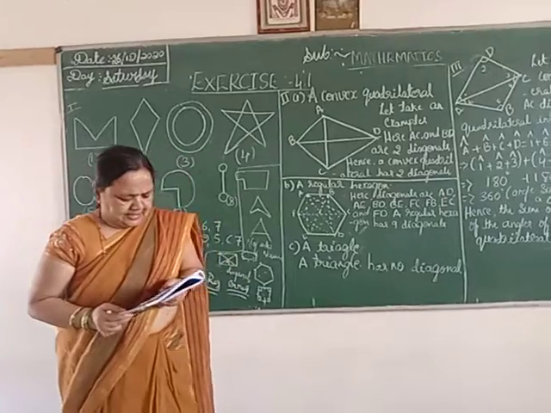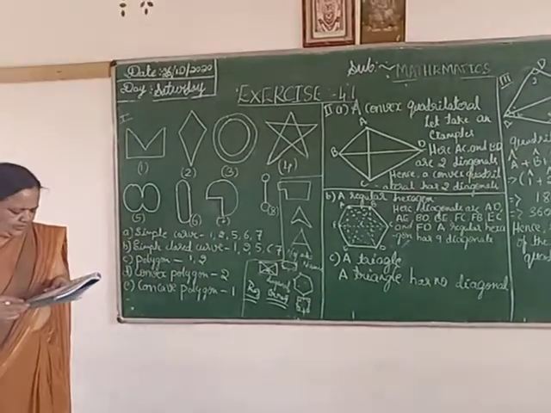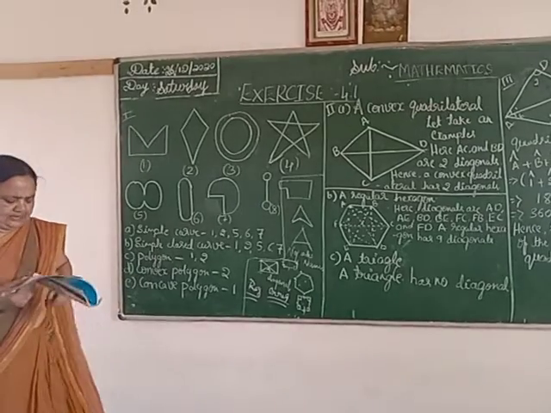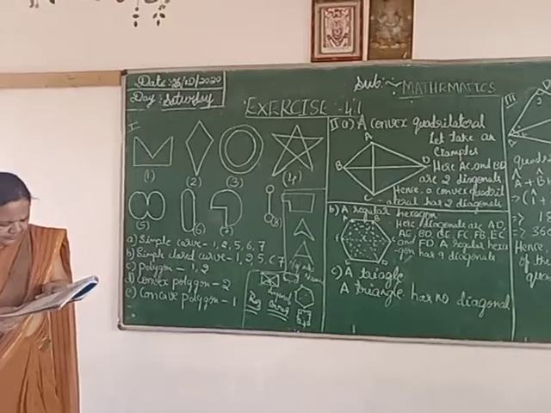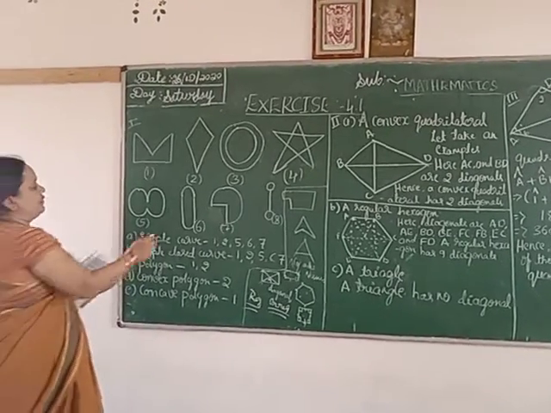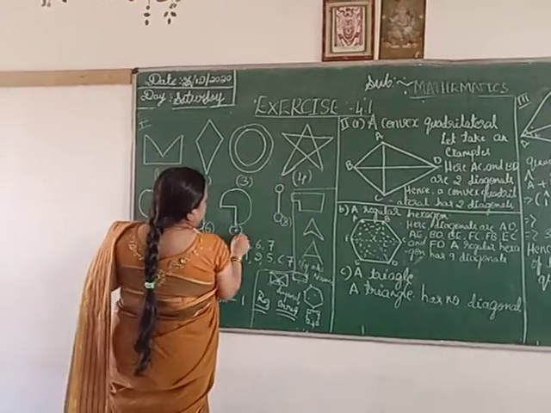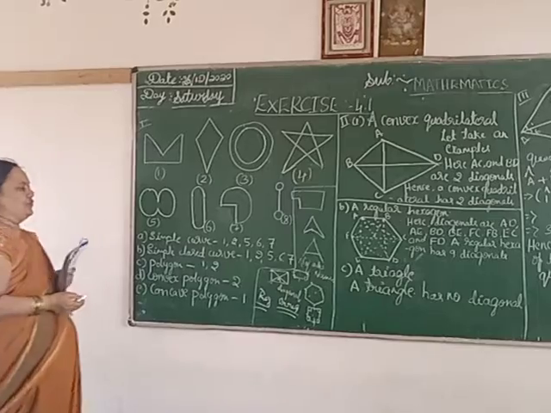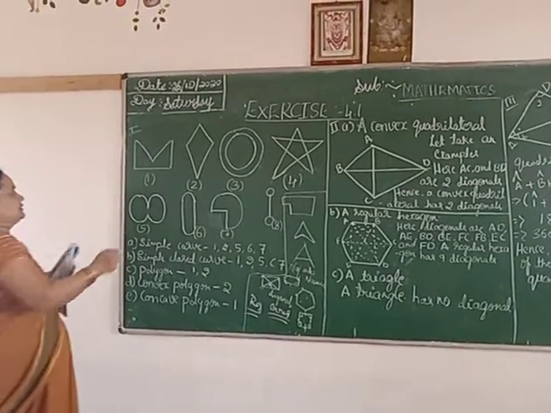So he says, given here are some figures. In this there are some questions, you have to tell them. Classify each of them on the basis of the following: simple curves, which ones are simple curves. See, he has given 8 figures for you. In these 8 figures, which is a simple curve? See, this is a simple curve.